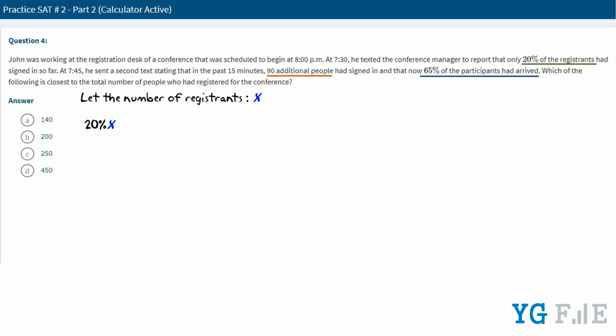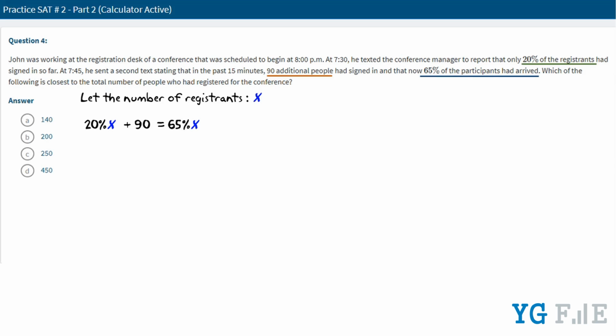And in the next 15 minutes, we have an addition of 90 people signed in to the conference. So we have 20% of x plus 90. And from the third sentence, we also know that at 7:45, 65% of the participants had arrived at the conference. It means that this sum of 20% of x and 90 is equal to 65% of x.